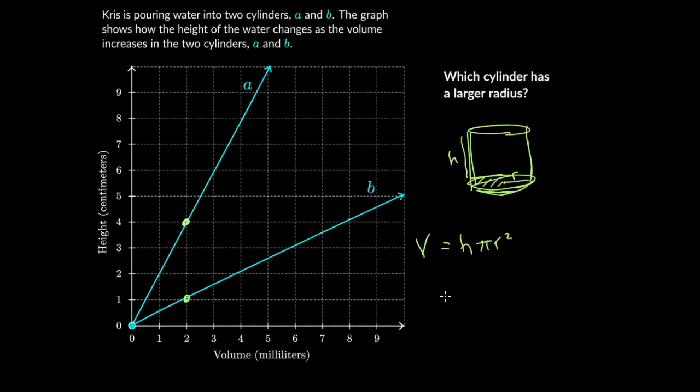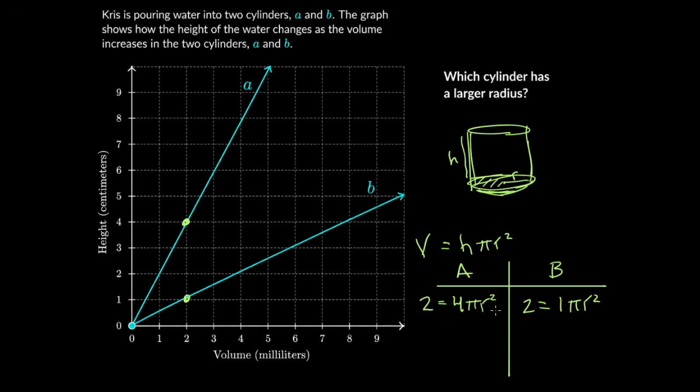So let me do this for A and for B. For A, at a volume of 2 milliliters, the volume is 2, that's going to be equal to the height of 4 times pi r squared. We're dealing with A right over here. And for B, we're going to have, once again, a volume of 2, and that's going to be equal to the height, in this case 1, times pi r squared.